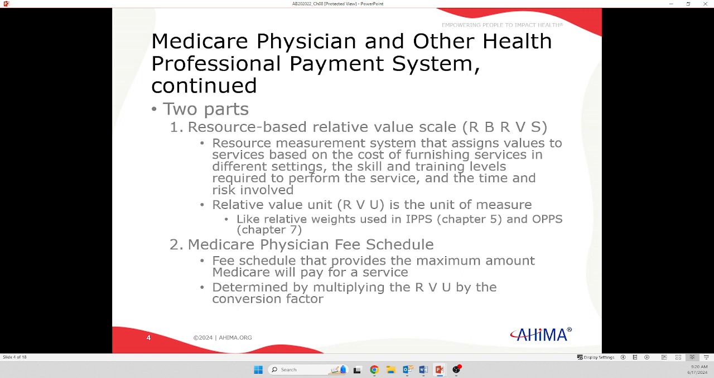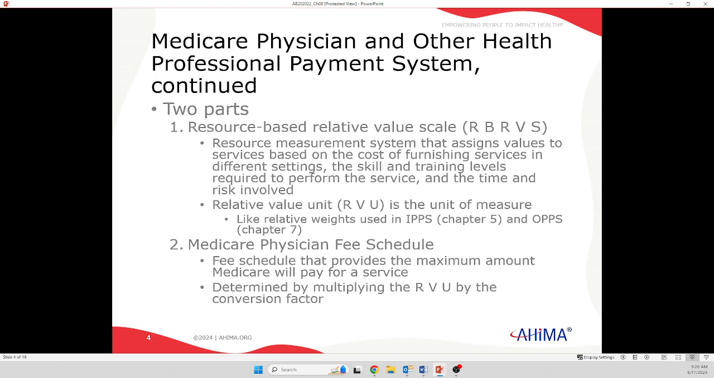So there's two parts that we're going to talk about of the payment system. The first is the RVS. That is our resource-based relative value scale. This is a resource measurement system that assigns values to services, and it's based on the cost of furnishing those services in different settings, the skill, the training that is required to perform that, and the time and risk that is involved. So the relative value, or RVU, is the unit of measure.